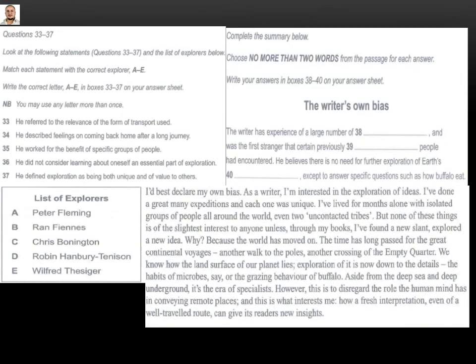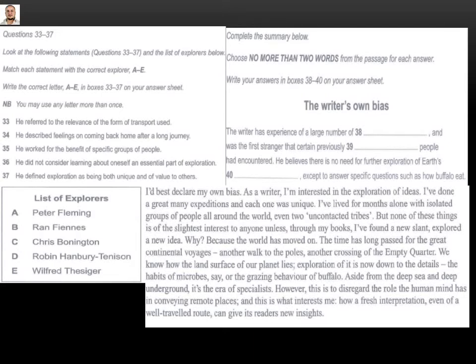Remember the bias. "I'd best declare my own bias as a writer." Okay, let's read the gaps 38, 39, and 40. The writer's own bias. The writer has experience of a large number of gap and was the first stranger that certain previously gap people had encountered. He believes there is no need for further exploration of Earth's gap except to answer specific questions such as how buffalo eat.